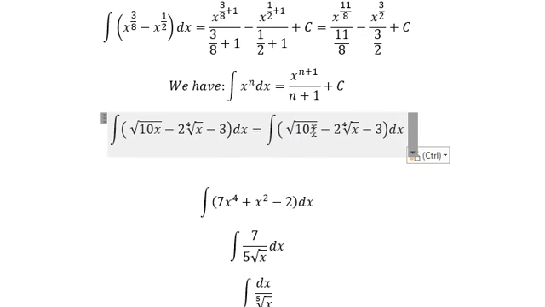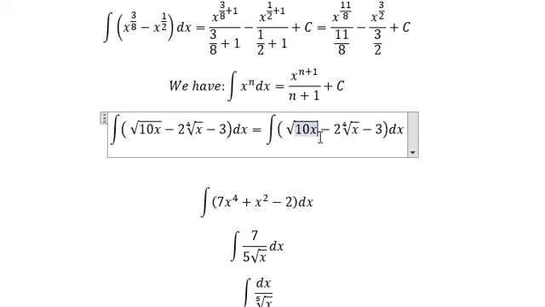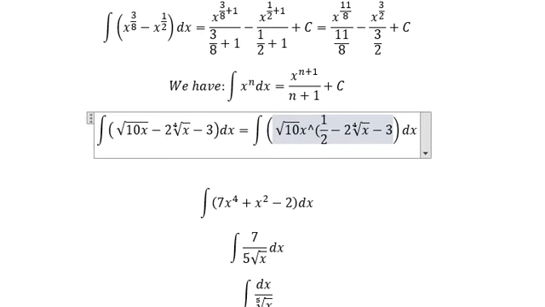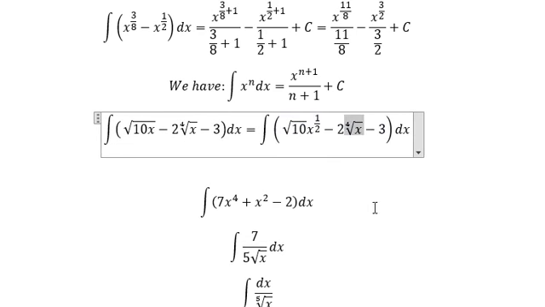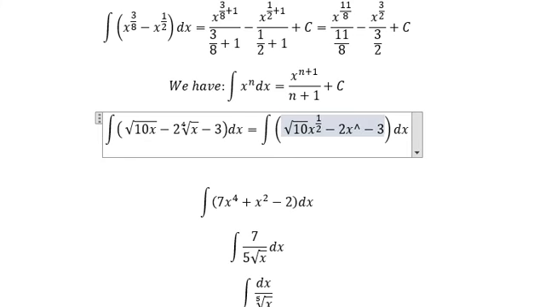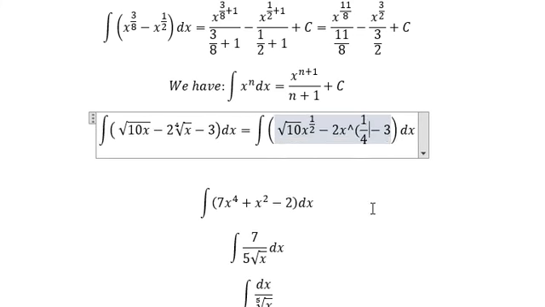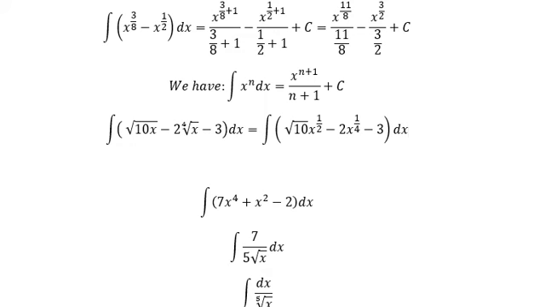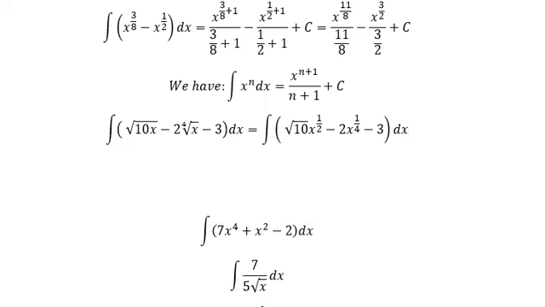The square root of number 10, and we have s. This one we can write into s to the power of 1 over 2. This one is s to the power of 1 over 4. And now we do the same technique in here, and we will get the final answer.